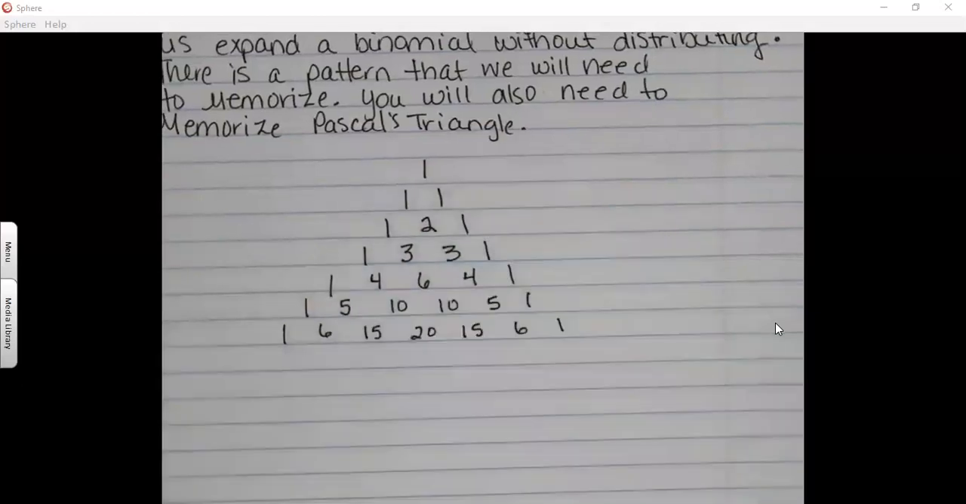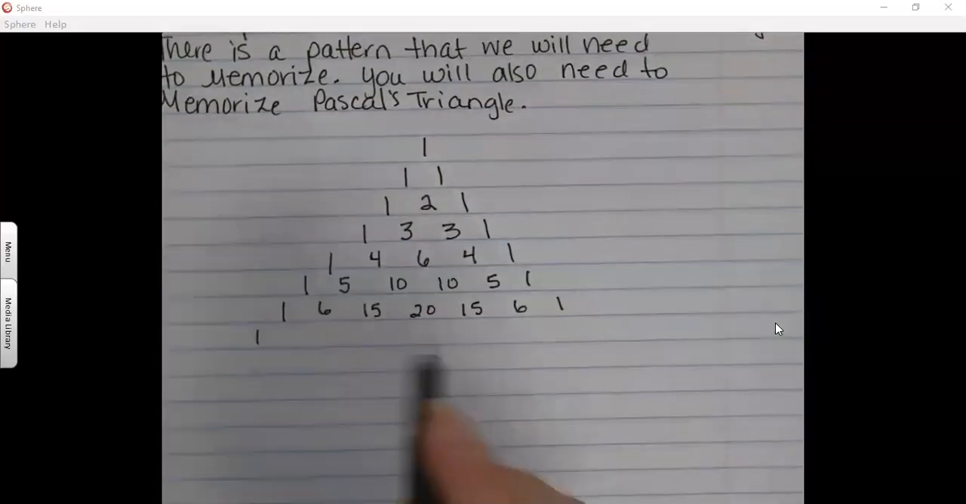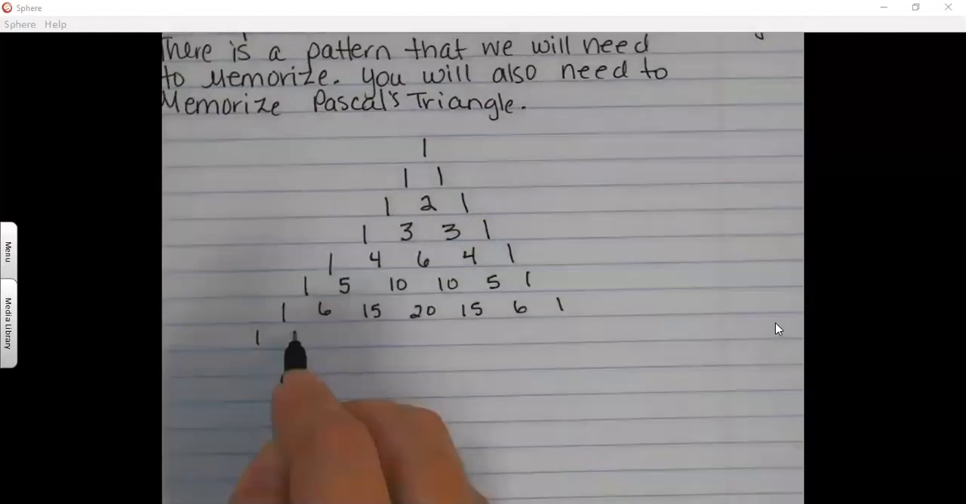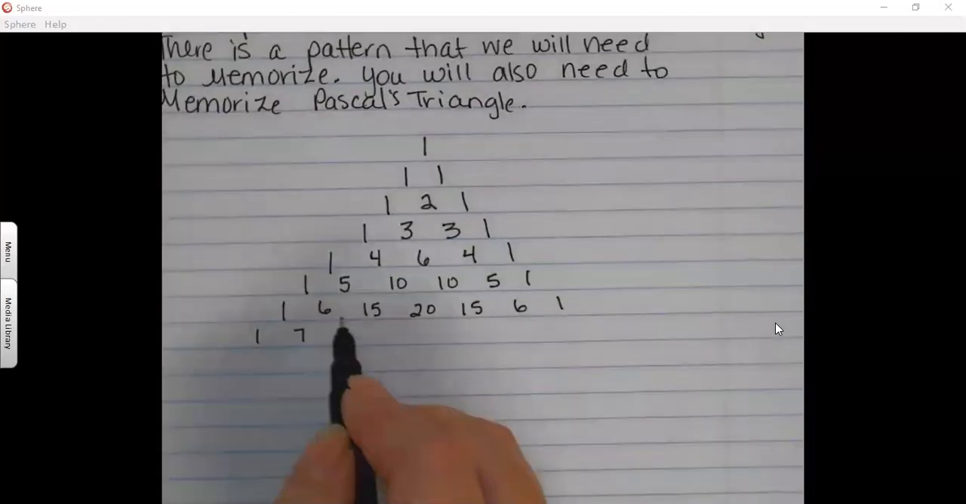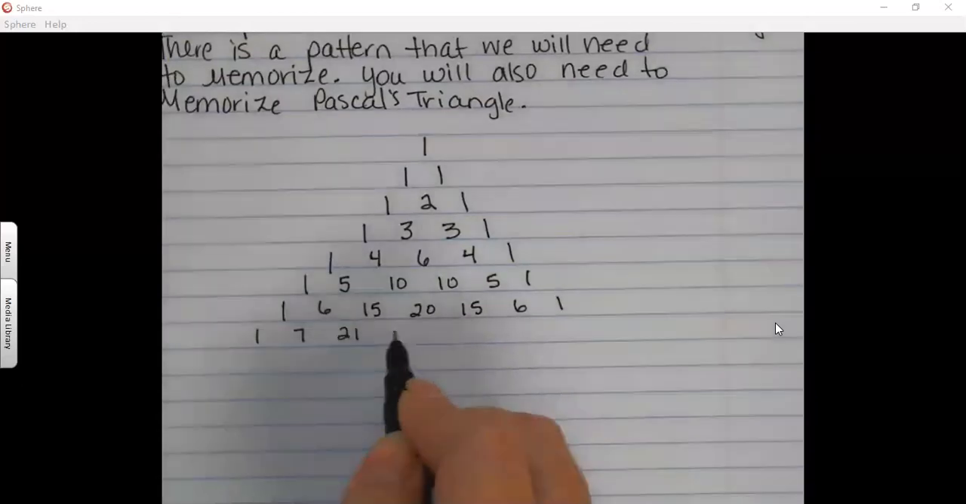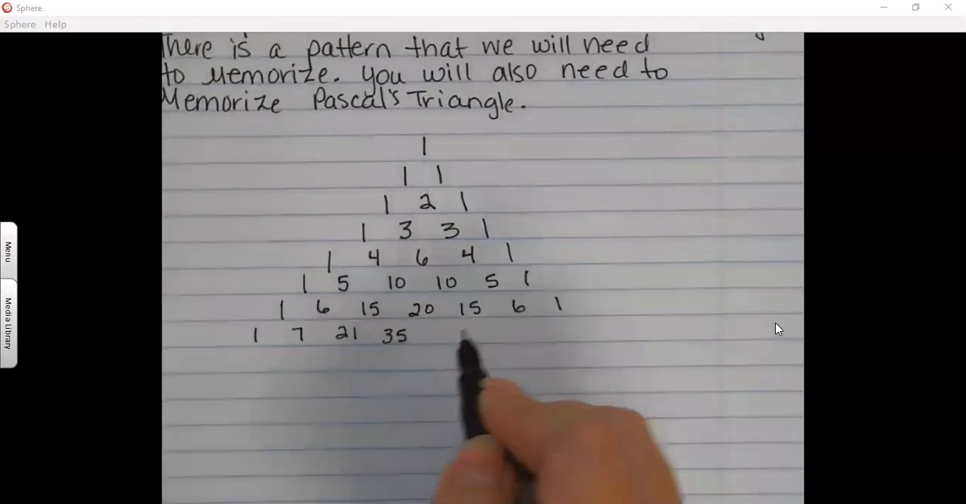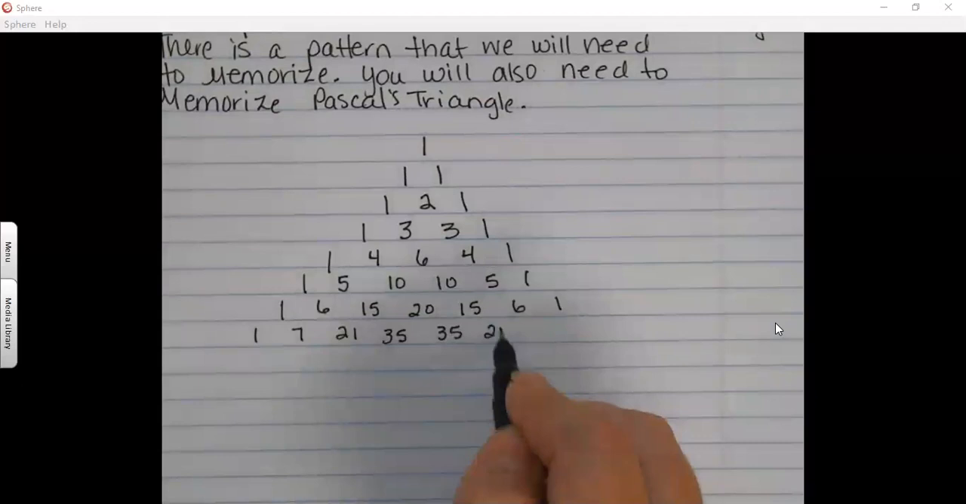1 on the outside. 1 plus 6 is 7. 6 plus 15 is 21. 15 plus 20 is 35. 20 plus 15 is 35. 15 plus 6 is 21. 6 plus 1 is 7. 1 on the outside.